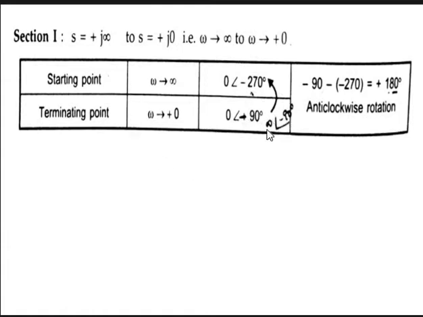This is the wrong one. So this is the right one: infinity at an angle of minus 90. So eliminate the other one, it is the wrong one. So infinity at an angle of minus 90 degrees.